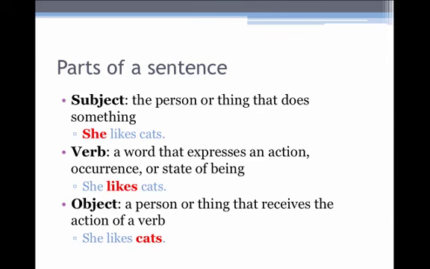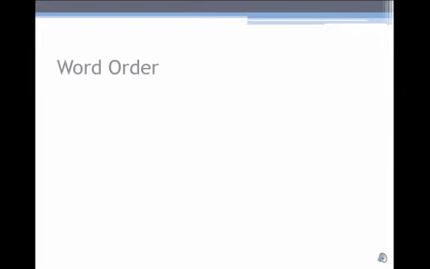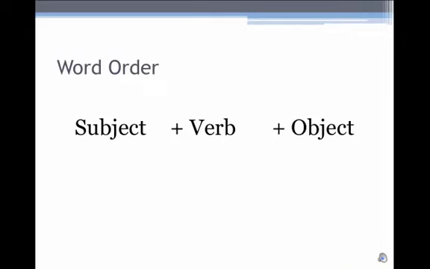These are the major parts of the sentence. This is also their order: subject, verb, object. In English, word order is very important. The word order is subject, verb, object.